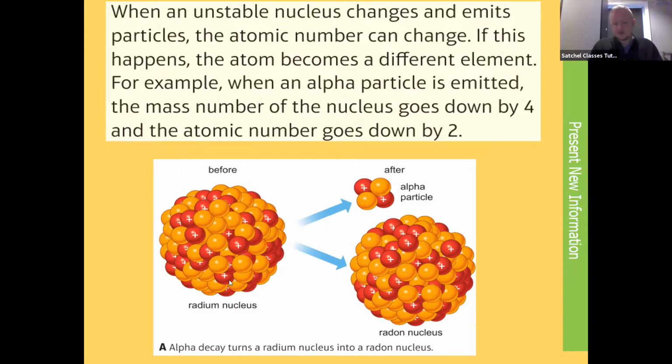This is radium. Radium would turn into a radon nucleus because of the emission of the 2 protons and the 2 neutrons, and it would have a mass of 4 less than the radium nucleus with a charge of 2 plus less than the radon nucleus.